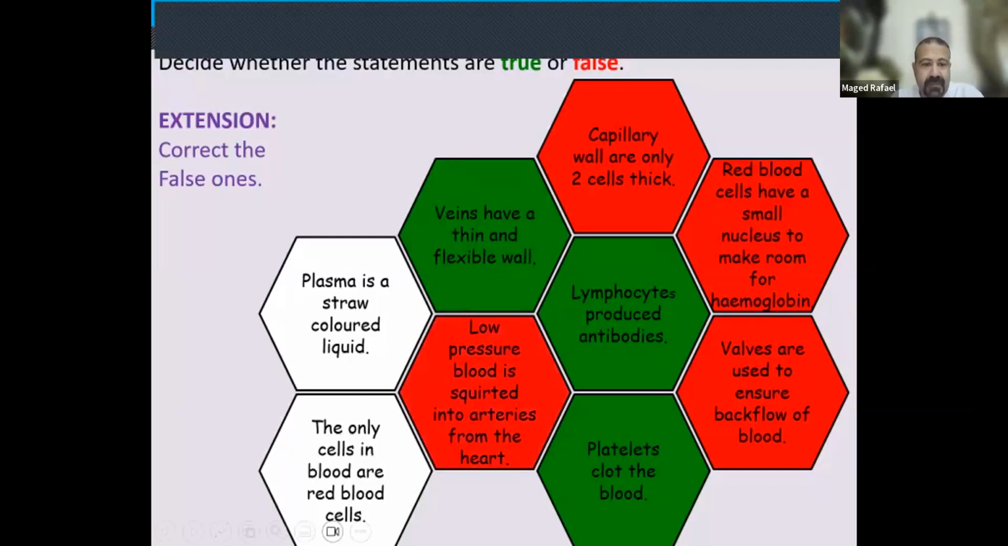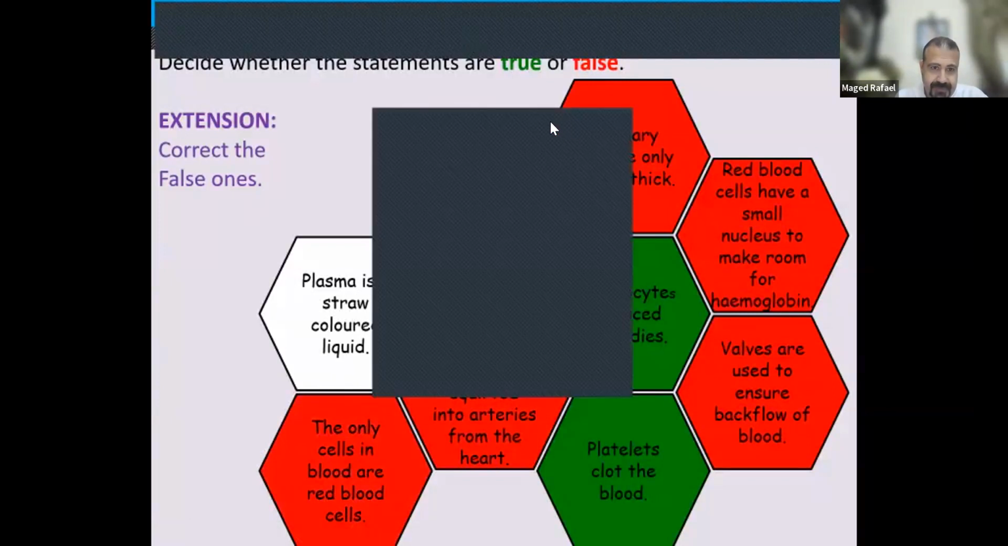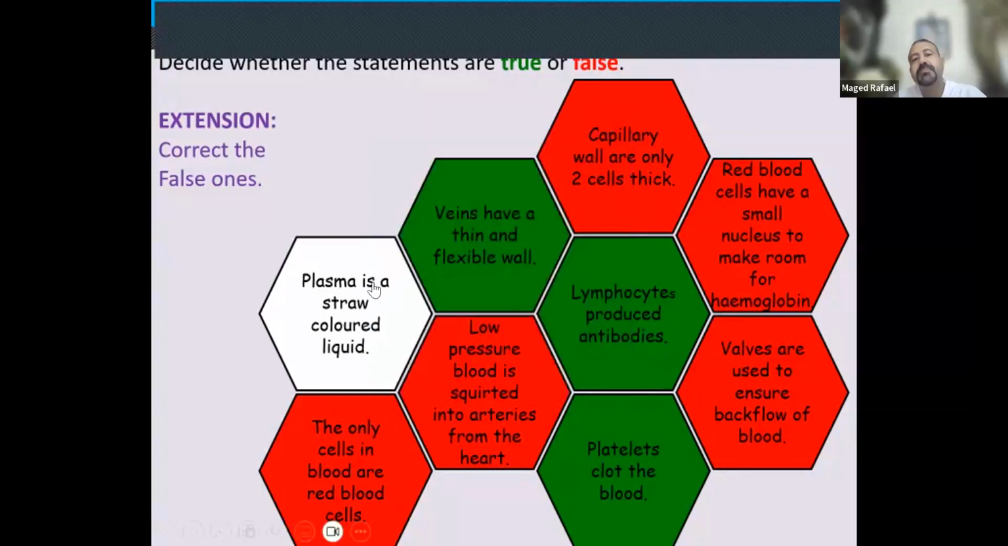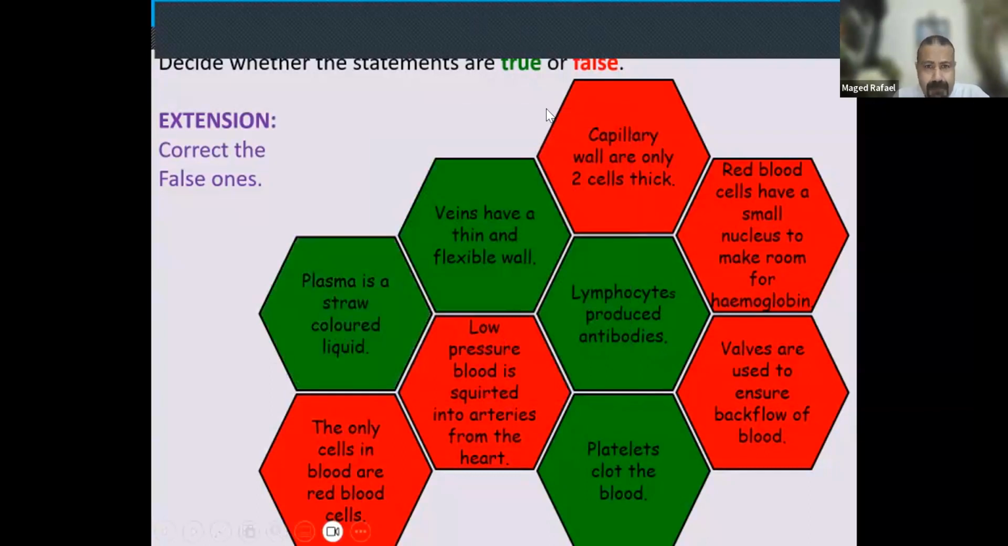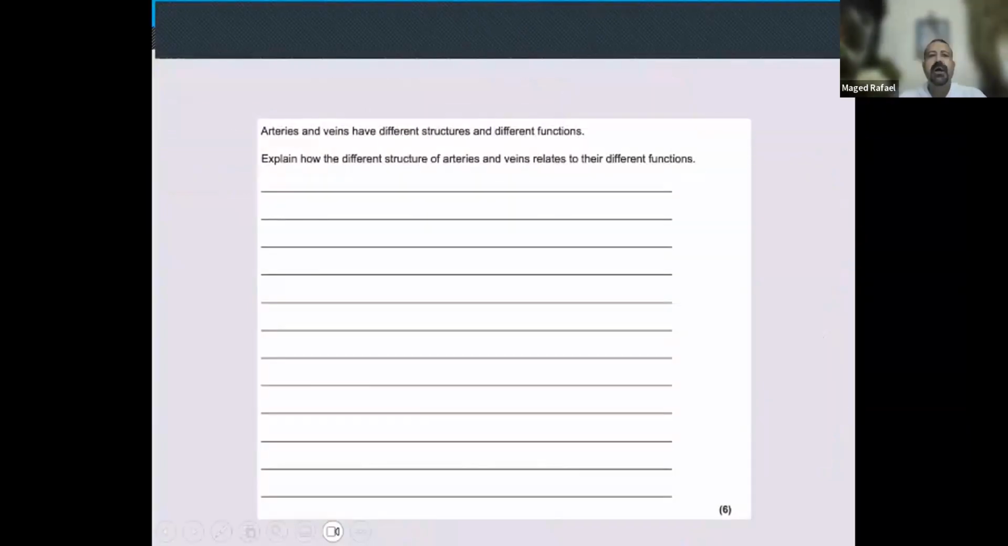The only cells in blood are red blood cells. I think this is the easiest one. Plasma is a straw-colored liquid. It is a yellowish liquid. Yeah, true. Okay, so this is nice. Let's go to the last part, which is the exam questions.